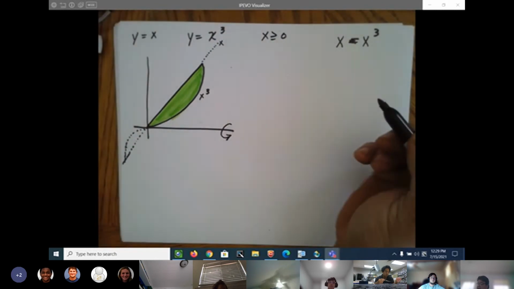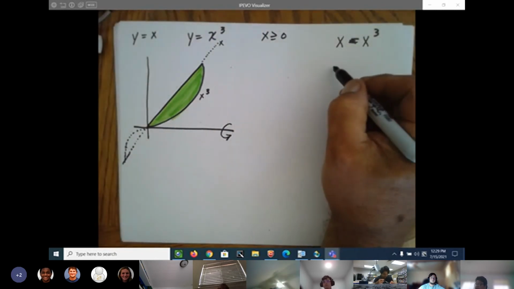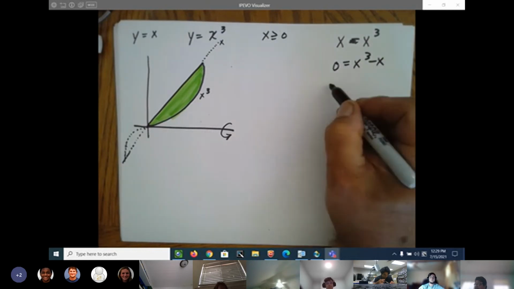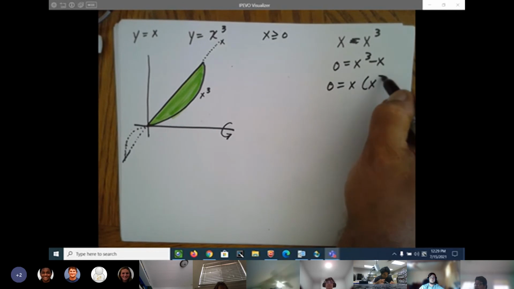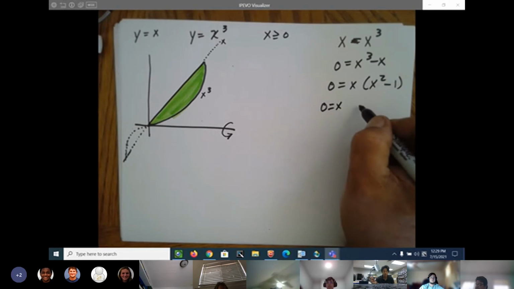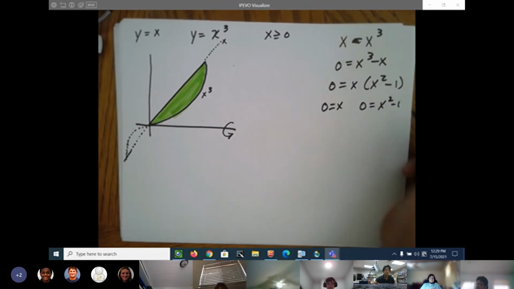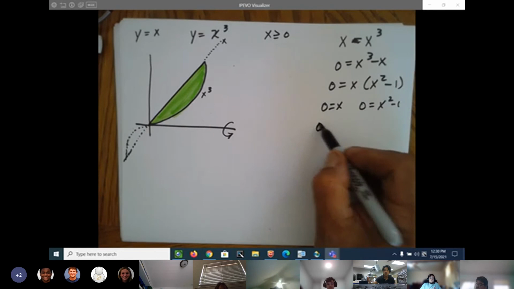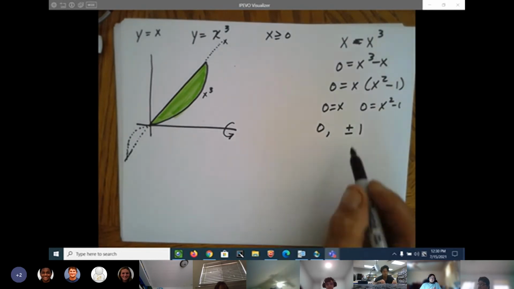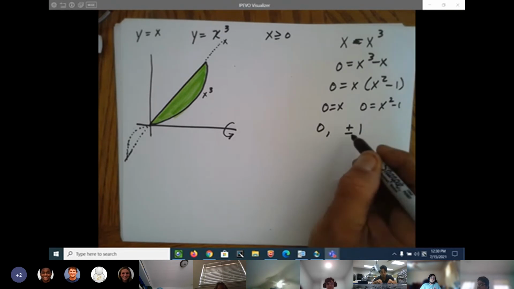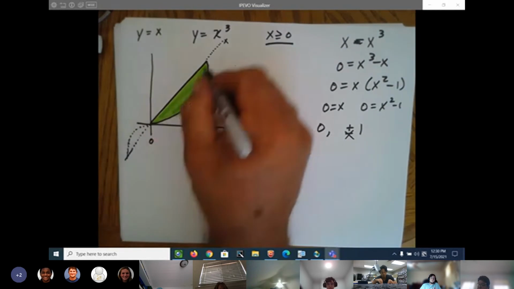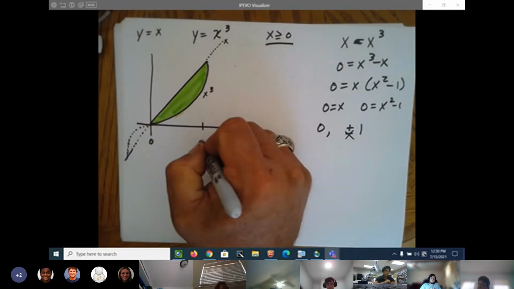Okay, so that's going to be 0 is equal to x cubed minus x. 0 is equal to x times x squared minus 1. 0 is equal to x, and 0 is equal to x squared minus 1. x is 0, positive or negative 1. And we don't care about the negative 1. So ours is 0 and 1.